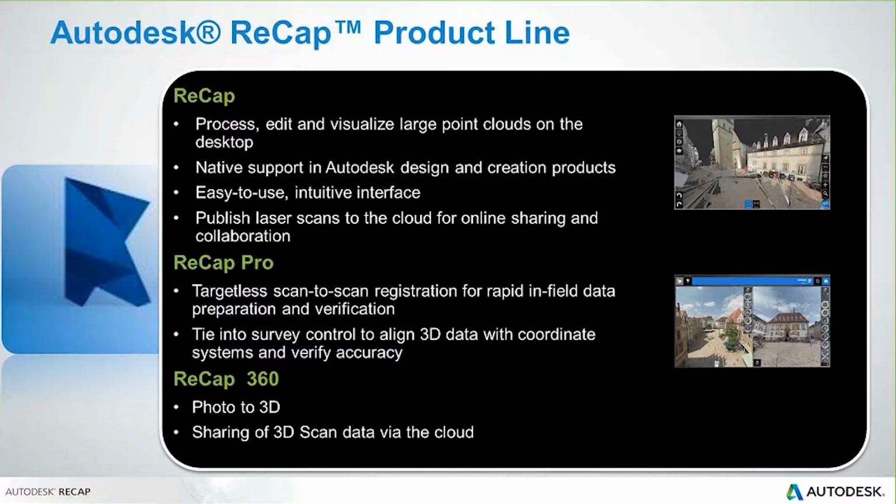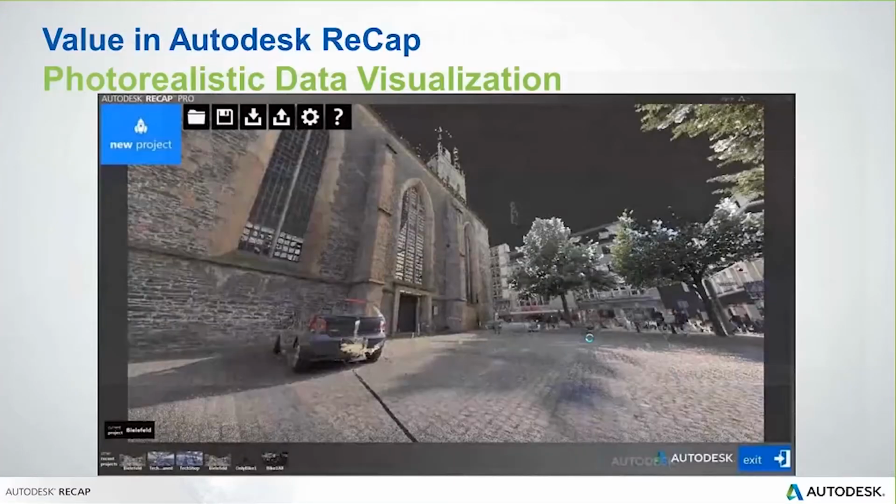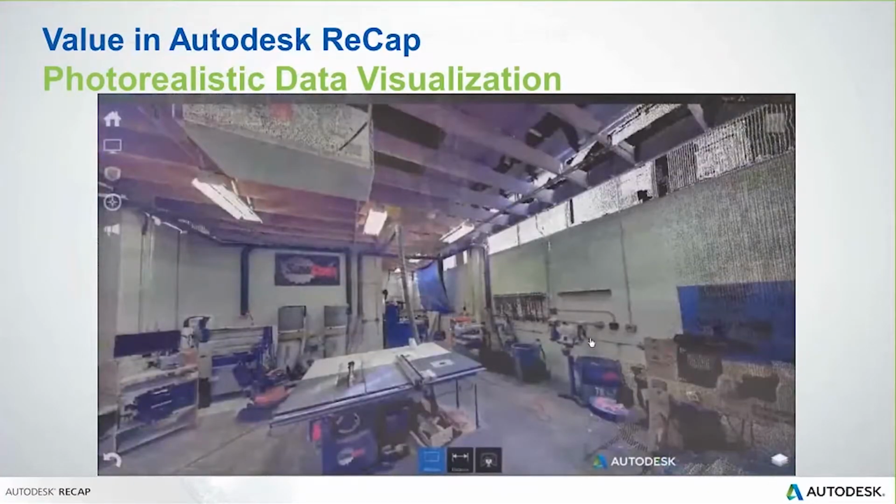With Recap 360, we have the ability to create 3D models from photos, as well as sharing those scans with people via the cloud. Instead of sending an email, why not just send a link and they can download via the cloud and possibly even view via the cloud. So let's jump into Recap on its own.